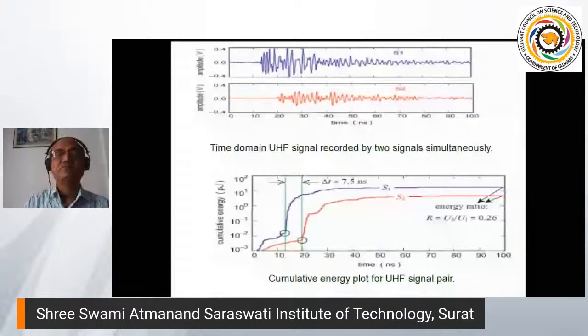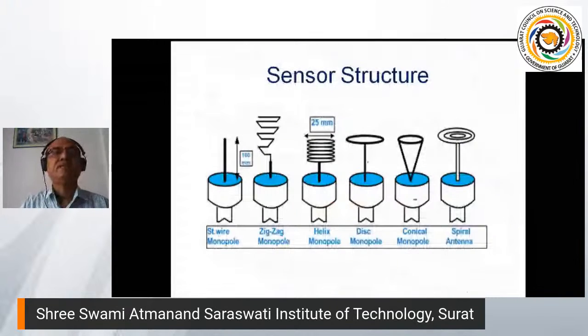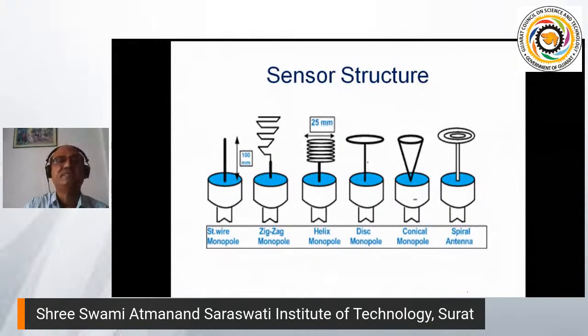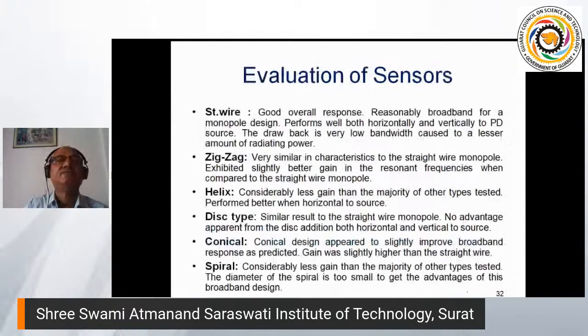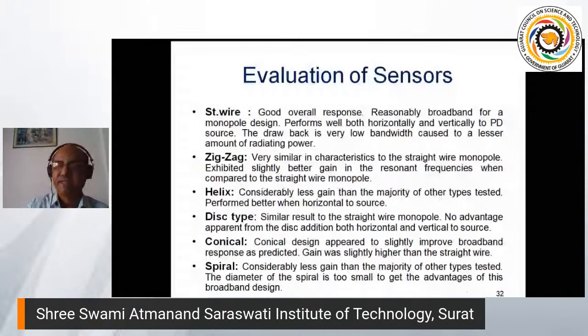Now there are many types of sensors normally used for UHF PD detection: straight wire, zigzag type, helix, conical, spherical antenna, right? The conical monopole antenna is basically what we are using, and it's giving better sensitivity. We have tried the straight monopole and helix also, but conical is giving better. So these are the different sensors, and I will go for the conical sensor.